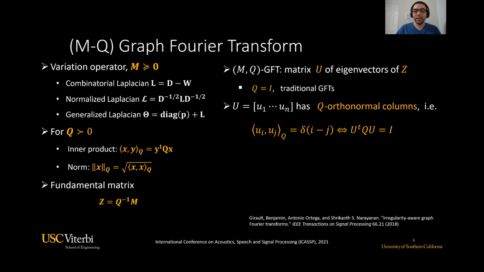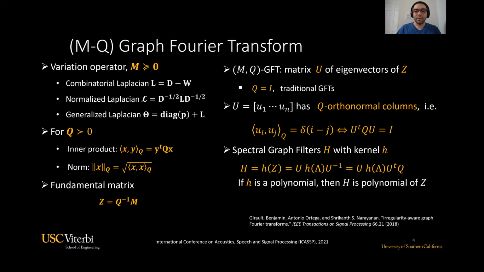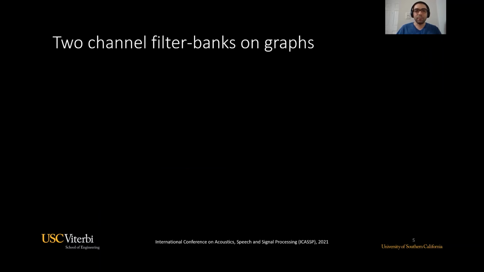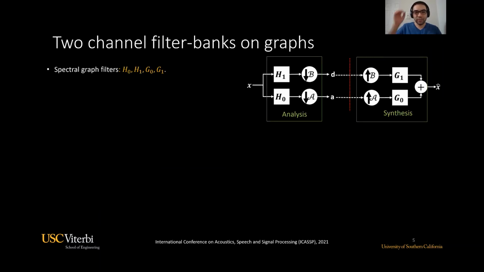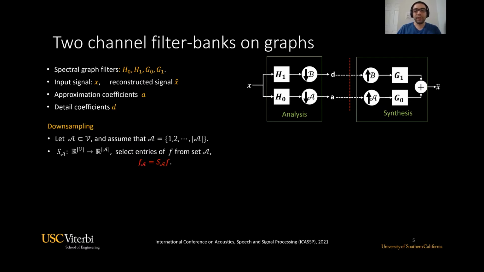This MQGFT has Q-orthonormal columns. And also we can define spectral graph filters in the traditional way using this new GFT, where H is the filter kernel. Now, a two-channel filter bank consists of several spectral graph filters, H0, H1, G0, and G1. This system basically inputs a signal X and then produces a reconstructed or processed signal X hat. A refers to approximation coefficients and D to detail coefficients.